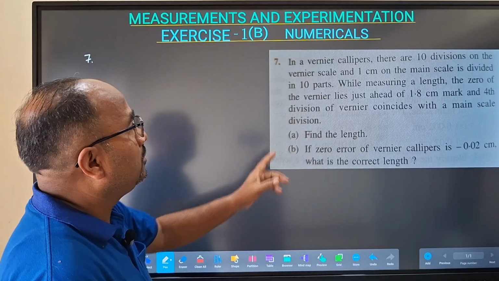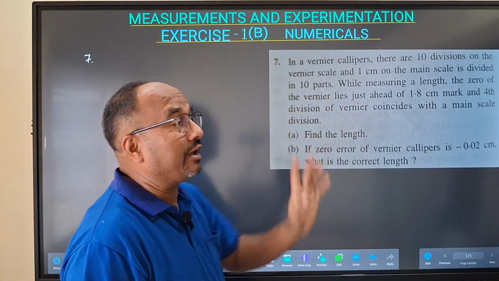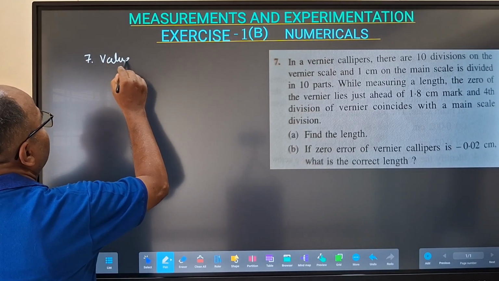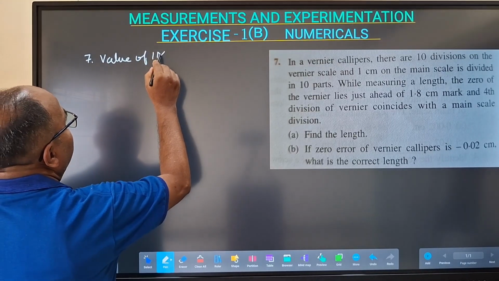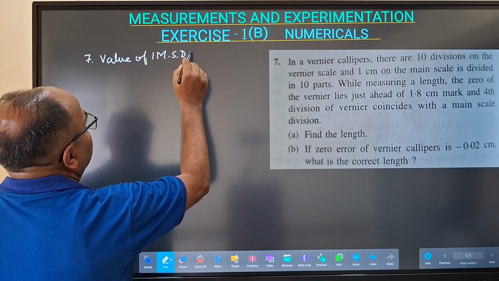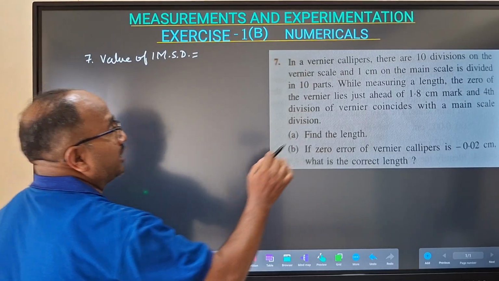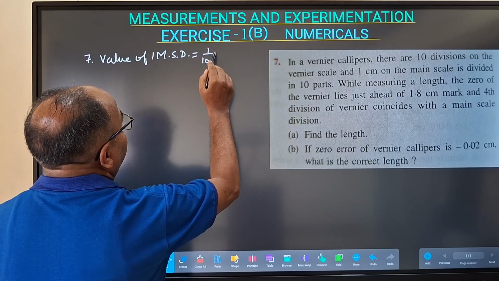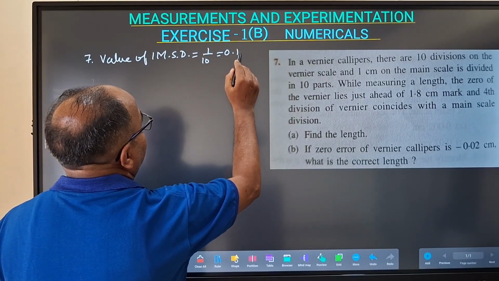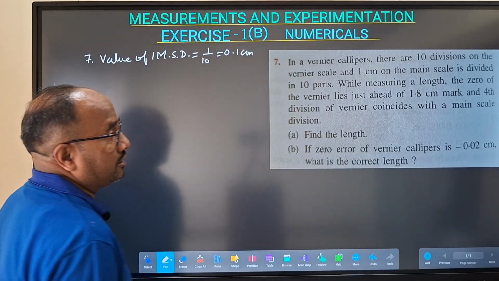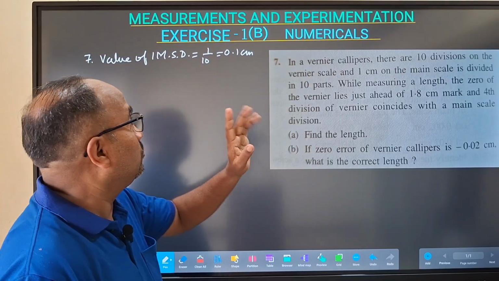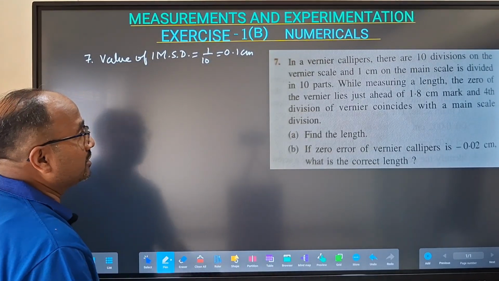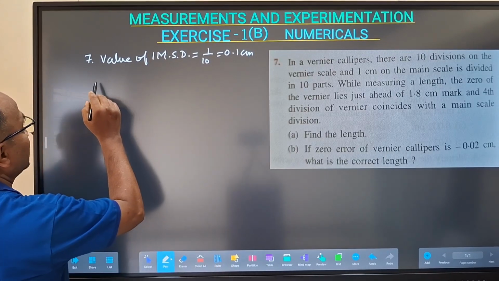So first of all, we need to find the value of one main scale division. So value of 1 MSD. See what is being told here, that 1 centimeter has 10 parts. So one part will be 1 by 10, that is equal to 0.1 centimeter. So now we know that the value of one main scale division is 0.1 centimeter. Now we will go to find the least count.